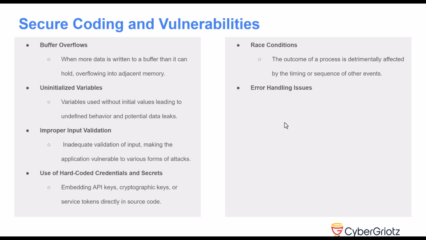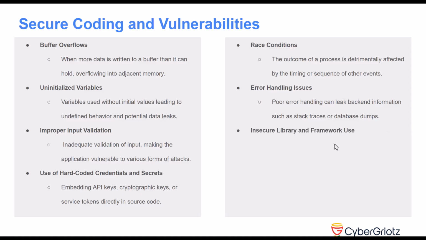And then we can talk about error handling issues, where poor error handling can lead to data leaks in the back end, such as stack traces or database dumps and information. And then we can also talk about insecure library and framework use. A lot of times nowadays, we're talking about applications being developed from libraries that are out there, for example, Node.js's, and we can talk about APIs and stuff.